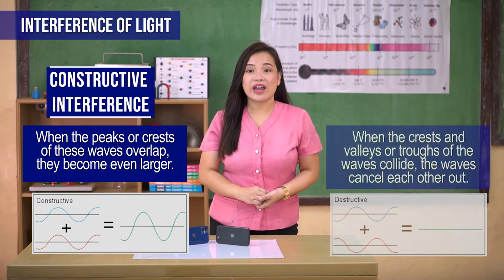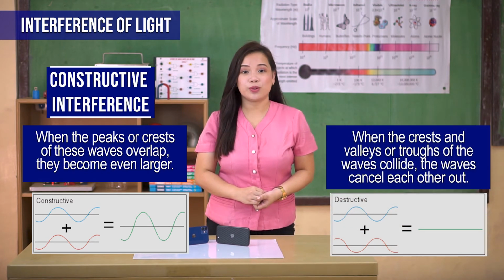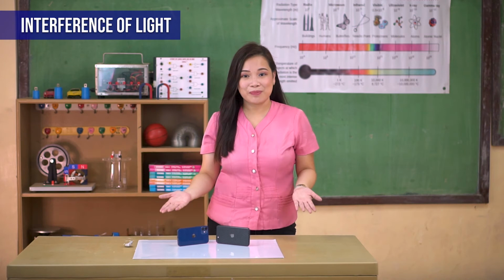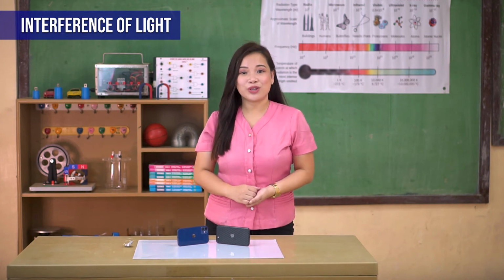Meanwhile, when the crests and valleys or troughs of the waves collide, the waves cancel each other out. This is called destructive interference. Through this simple experiment, let us observe how interference occurs.